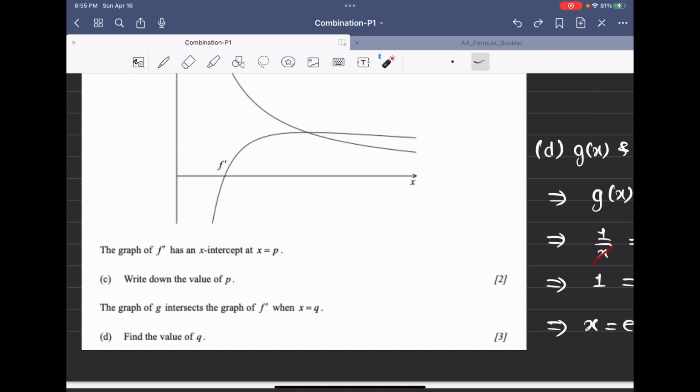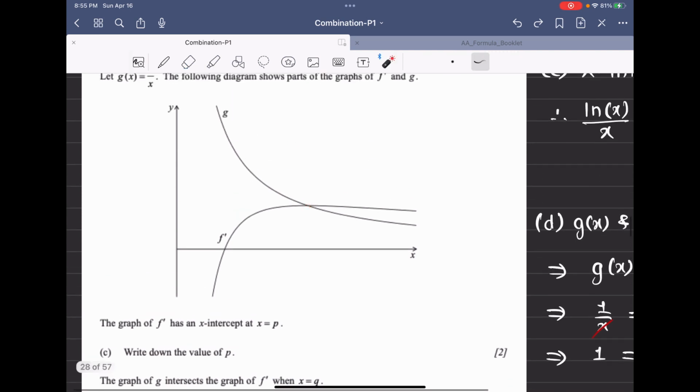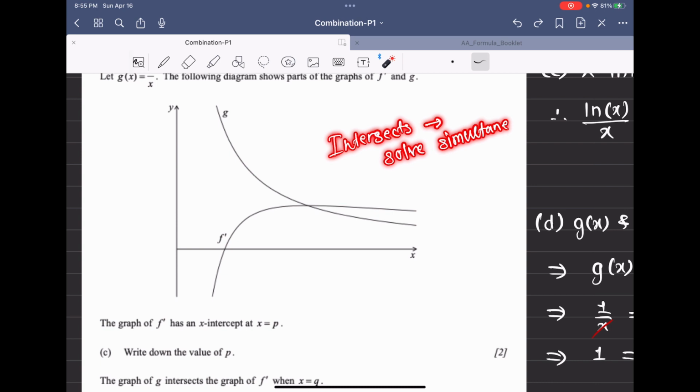When x is equal to q, you can see here both graphs are intersecting. The rule is that whenever two graphs intersect, whether lines or curves or a line and a curve, that means solve simultaneously. Now if it is a Paper 1, basically you have to equate them, because it won't be a complicated part. Paper 2, you can directly use graphical mode and show that graph.